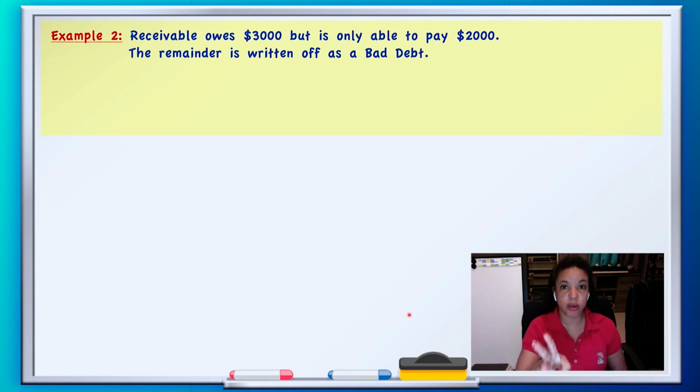From this information, what we can tell, how much did the receivable owe in total? $3,000. How much did he pay? $2,000. How much therefore did we write off as a bad debt? The remainder. 3,000 minus 2,000 means that he was unable to pay $1,000. So that is the amount that we wrote off as a bad debt. Okay, so those three things happened.